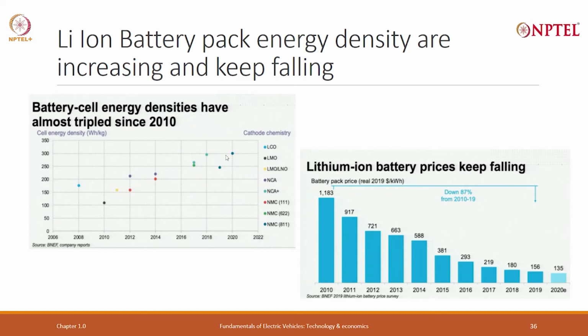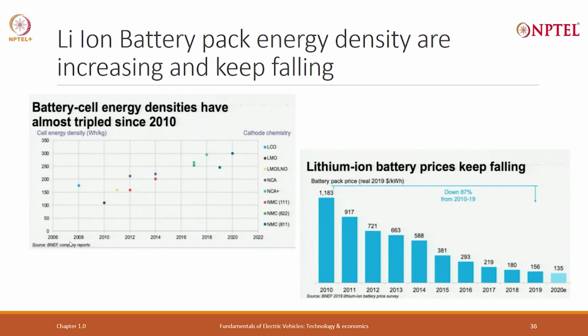Now, what does it mean? I require that much less amount of material. So, cost will come down, and therefore, you see the price falling. Well, price falling has even been sharper from 2010, from $1200 per kilowatt hour, it has gone to $135 per kilowatt hour. As more and more energy density increases, prices will be falling more.